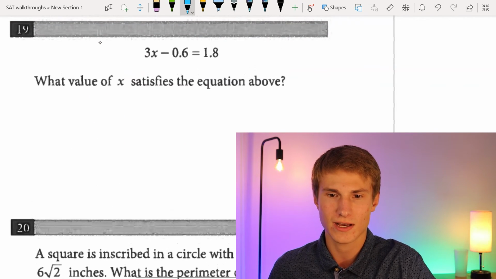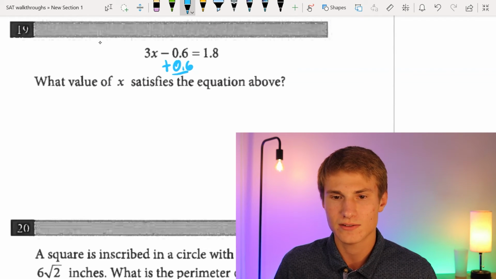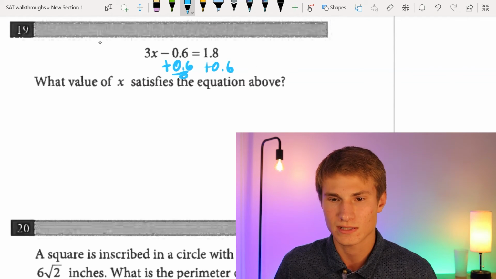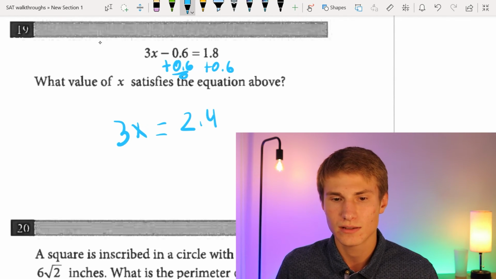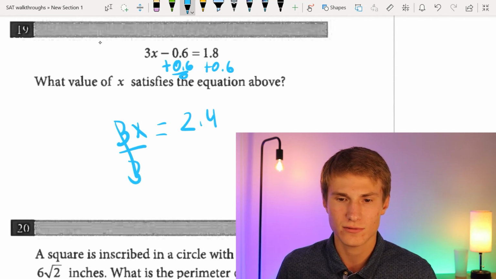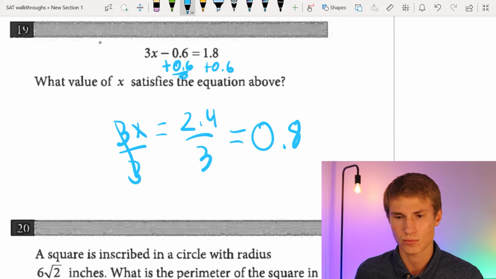What value of x satisfies the equation above? Key thing here is just solving for x, right? So we're going to add 0.6 to each side, and we're going to end up with 2.4 is equal to 3x. Now, from here, we can go ahead and divide each side by 3, and we see we're going to get an answer of 0.8 then.